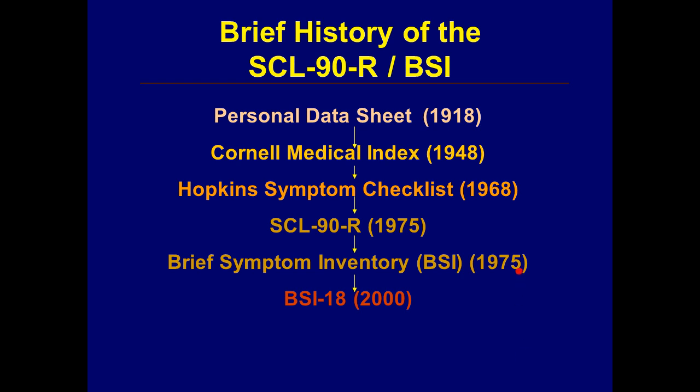I was astounded when in the 60s I was doing some research that required an outcomes instrument and went to the Cornell Medical Index, which was the only thing I could find. Because the items in the Cornell Medical Index were in checklist form, it provided the name for the Hopkins Symptom Checklist, which I developed in the late 60s.